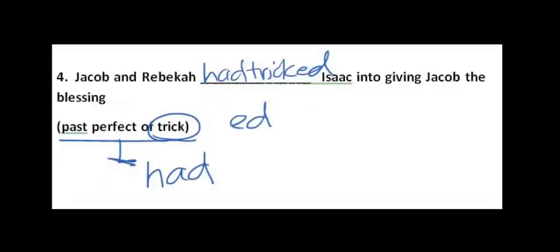Exercise B, number 2, it says in the blank, write the form of the verb indicated in the parentheses. So number 2 asks for the present tense of work. My brother works part-time at the Davidson Creamery. Number 4, we're looking for the past perfect of trick. Okay, past may have ed on it, but past perfect is going to have had in there, had. So Jacob and Rebecca had tricked Isaac into giving Jacob the blessing.